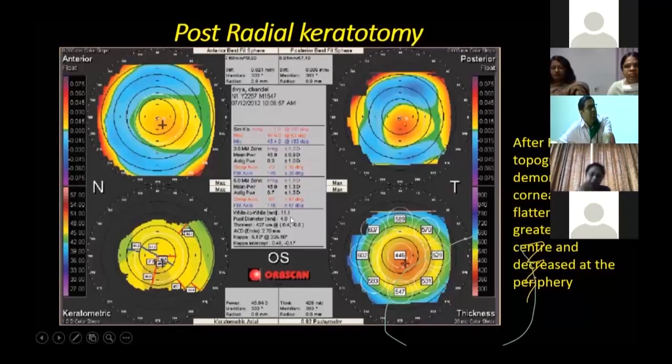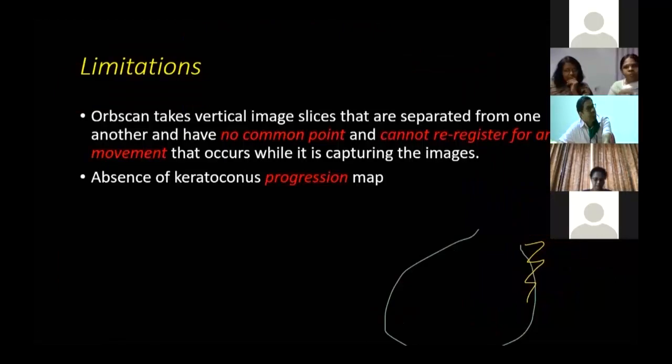After this is another map showing post-RK, where you can see the flattening of the curvature in the center here, and the flattening is greatest at the center. You can also see the thinness of the pachy. The limitations of OB scans are also there. It's not that it will be totally normal for all cases.